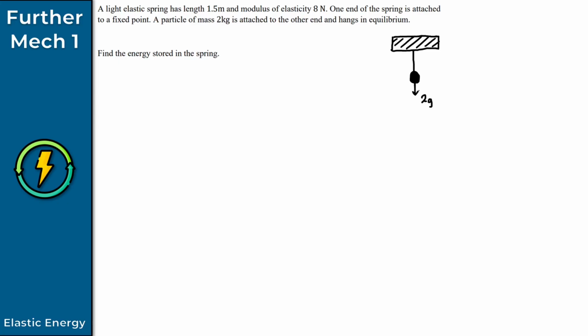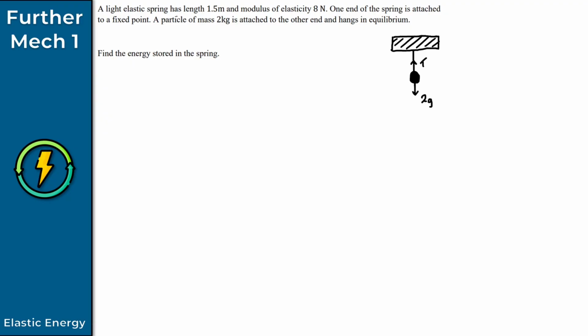What we've also got then in the spring here, opposing the mass, is the tension in the spring. And that will act vertically upwards. We've got the tension here, T newtons. So that's all we need for the diagram here. Again, you don't have to draw a diagram, but I do think it's always a good habit to get into for mechanics questions.